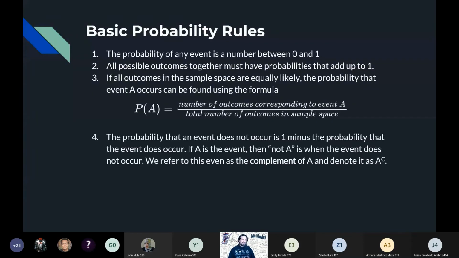Number 4, the probability that an event does not occur is 1 minus the probability that the event does occur. If A is the event, then not A is when the event does not occur. We refer to this event as the complement of A and denote it as A superscript C.